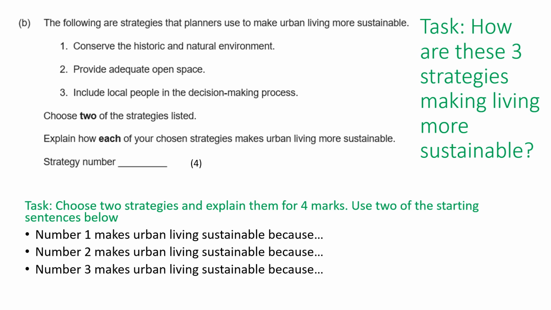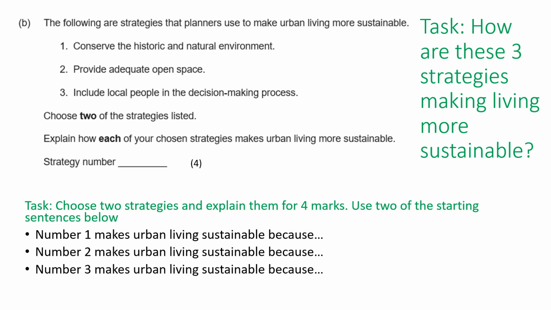Okay, number 1, conserving the historic and natural environment. That is sustainable because you are preserving history and identity. It's a social point. It gives people a sense of place and a sense of identity, and that's important in keeping people in an area and keeping them happy. Conserving the natural environment is obviously sustainable because trees act as a carbon sink. They remove carbon out of the atmosphere, they produce oxygen, and they filter the air to make the air quality better. They also look nice as well, and that's another social point as well as an environmental one.